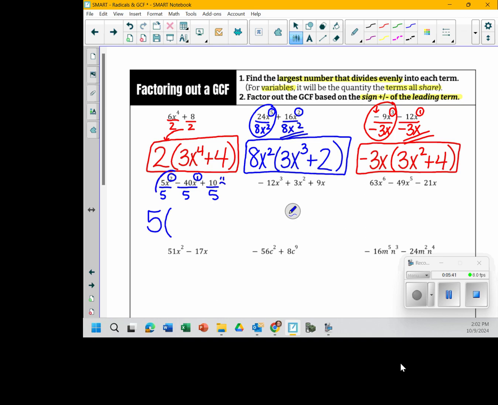5x squared divided by 5 is just 1x squared. Negative 40x divided by 5 is negative 8x. And then 10 divided by 5 is 2.